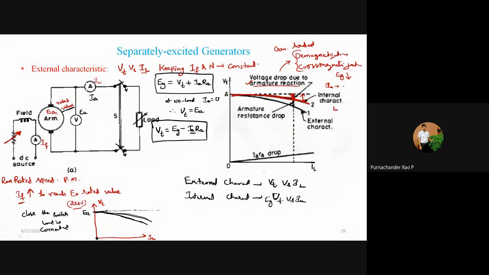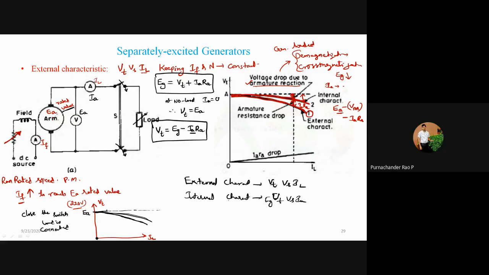So if you subtract the armature reaction voltage from the no load voltage, then you will get the internal characteristics. And then if you subtract the IaRa drop, which is nothing but the armature resistance drop, then you will get the external characteristics. So again, there is a decrease in the voltage. This is the external characteristics. Characteristics one is known as the external characteristics. Is it clear?